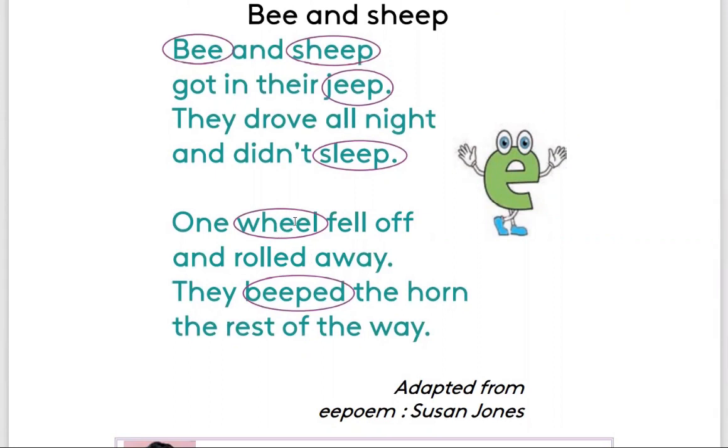Here something has happened to the jeep and one wheel fell off and rolled away. Then there were only three wheels remaining, right? They beeped the horn. So it is so dangerous to drive on three wheels, right? Not on four wheels. They drove only on three wheels, right? So they had to beep using the horn. They horned continuously the rest of the way till the destination.